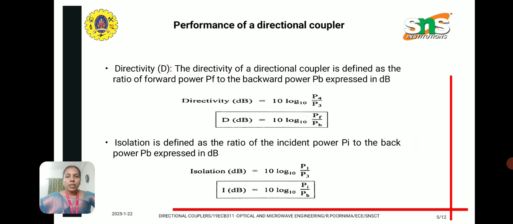The next parameter is directivity. The directivity of a directional coupler is defined as the ratio of forward power to the backward power expressed in decibels. The formula is 10 log of P4 by P3, or 10 log of Pf by Pb. Next, isolation is defined as the ratio of incident power to the back power. It is given by 10 log of P1 by P3.